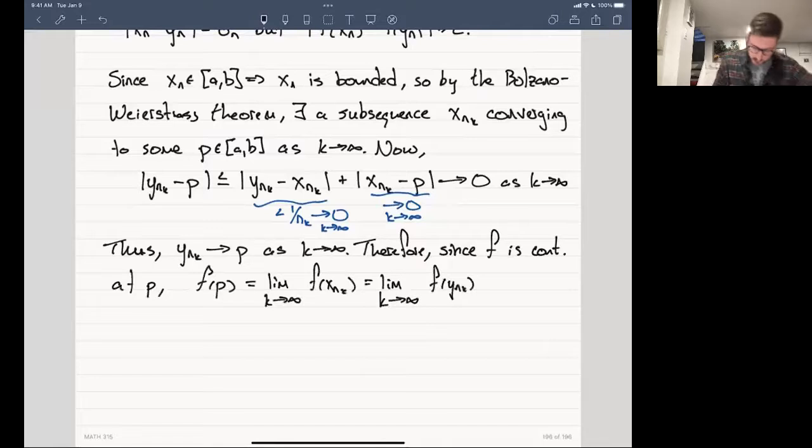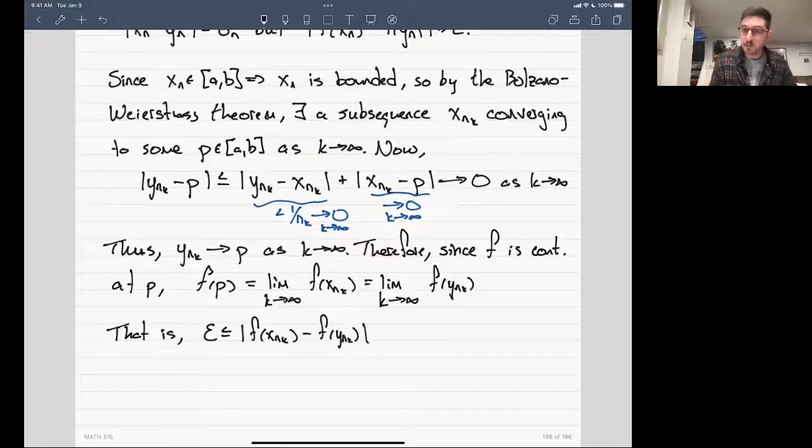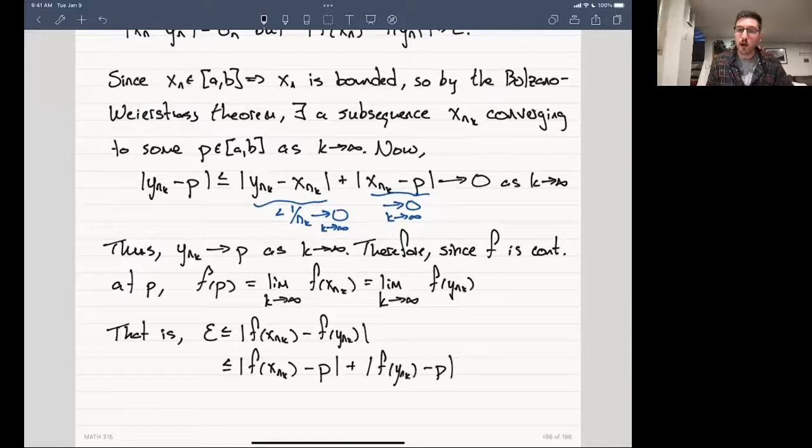But what does this mean? That is, okay, well, we know epsilon is less than or equal to the distance from f of x_nk minus f of y_nk. That's by assumption of this thing not being uniformly continuous. But this is, by the triangle inequality, f of x_nk minus f of p plus f of y_nk minus f of p. So I just applied the triangle inequality, added and subtracted. Sorry, that should be f of p, pardon me. Not just p, f of p. It's image, which clearly goes to 0 as k goes to infinity because I just calculated those limits above.